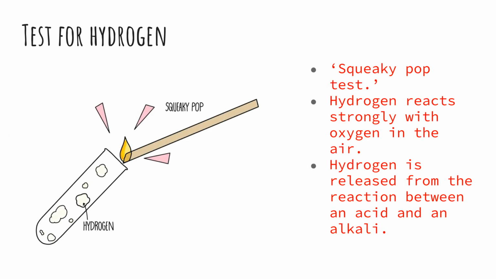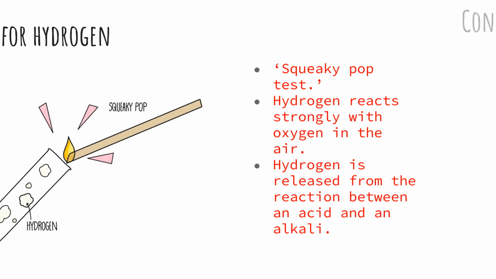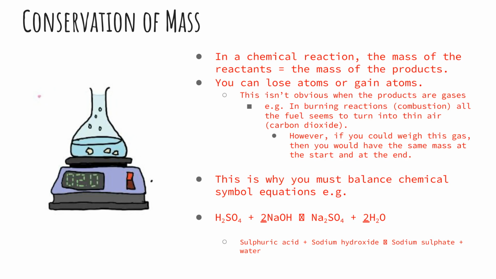Hydrogen gas is identified using the "squeaky pop" test. Hydrogen reacts strongly with oxygen when ignited, creating a small explosion and a distinctive sound. Hydrogen is released in the reaction between an acid and an alkali. The conservation of mass states that the mass of reactants equals the mass of products in a chemical reaction. This is why chemical symbol equations must be balanced to reflect the same number of atoms on both sides.